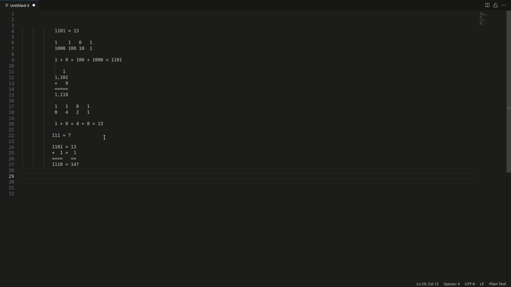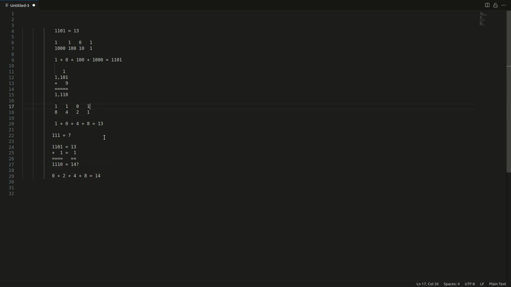Well, we have nothing in the ones place, so 0. We have a 1 in the twos place, plus 1 in the fours place, plus 1 in the eights place. Well, 8 plus 4 is 12, plus 2 is 14. So, indeed, that does add up. So we're starting to see how we can add in binary.